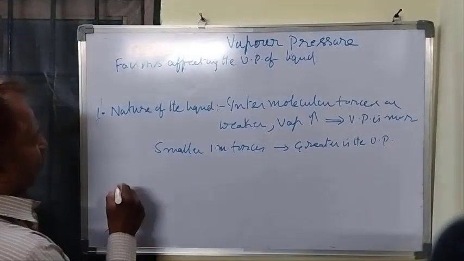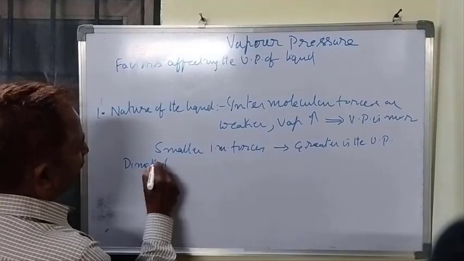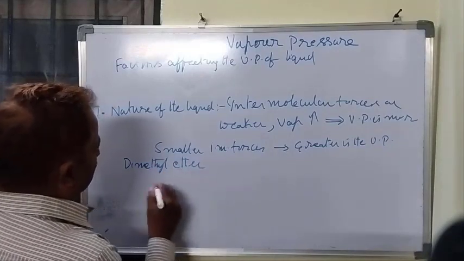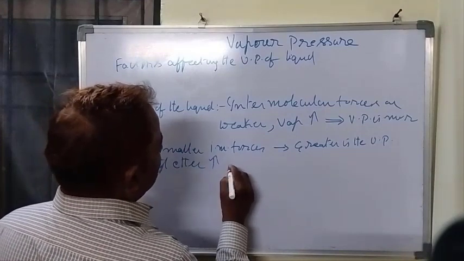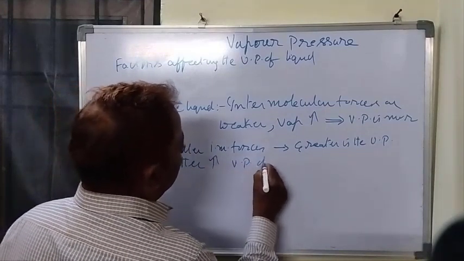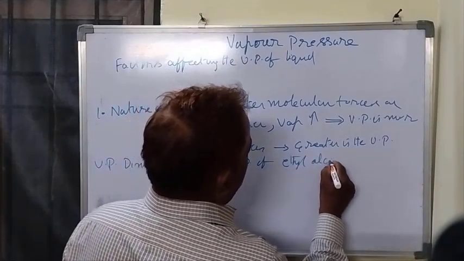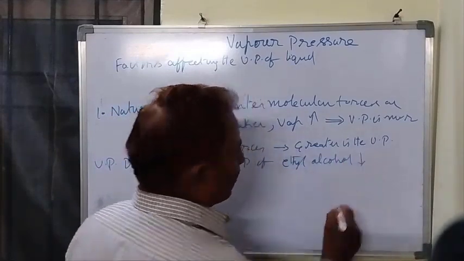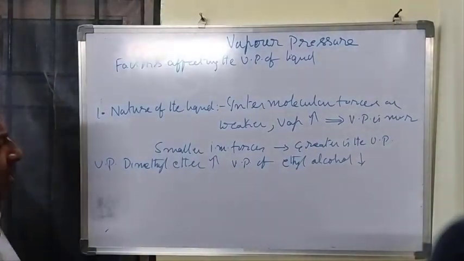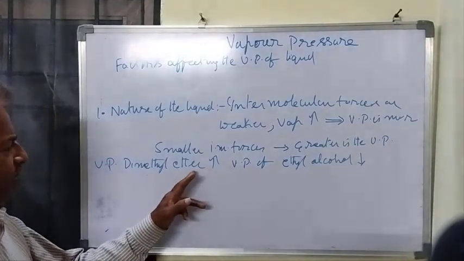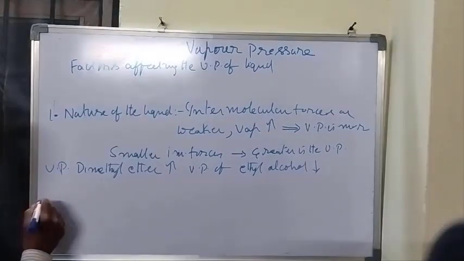Right. Now for example, vapor pressure of dimethyl ether is more, whereas vapor pressure of ethyl alcohol is less. When compared between these two substances, dimethyl ether has more vapor pressure, ethyl alcohol has less vapor pressure. Effect of temperature.